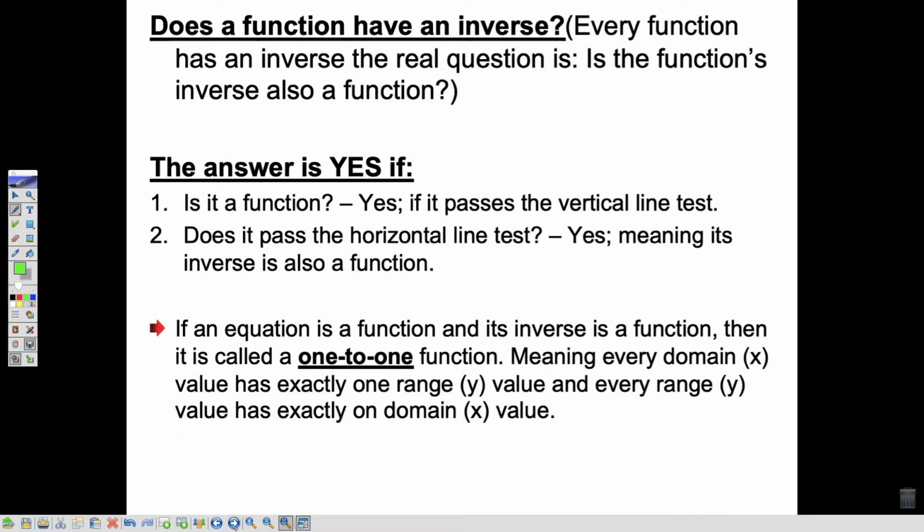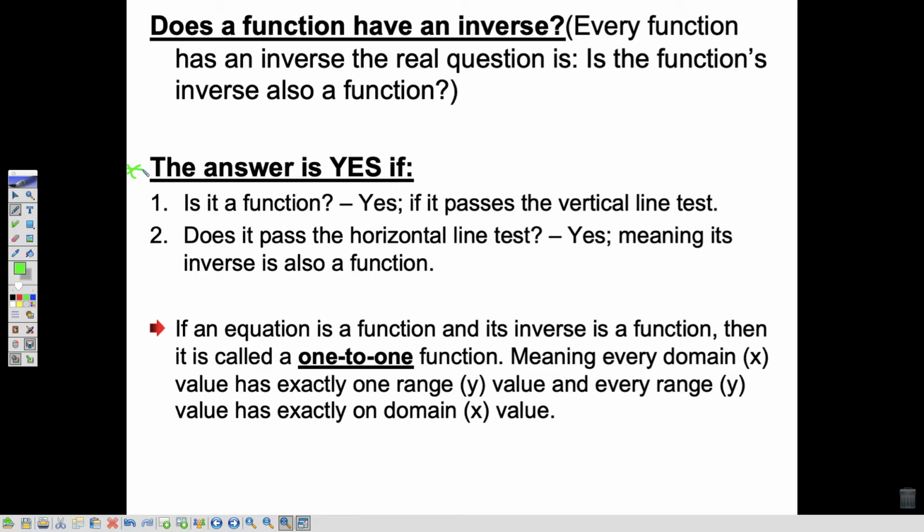So what I want you to know here is this. If its inverse is also a function, it has to pass both the horizontal and vertical line test. In this book, it just says, does it have an inverse? And it should be, does it have an inverse that is a function? Does that make sense, what I'm telling you? You have to say, does it pass the vertical and horizontal line test? Okay? And that is 1-to-1. If it passes both the vertical and horizontal line test, it is 1-to-1.